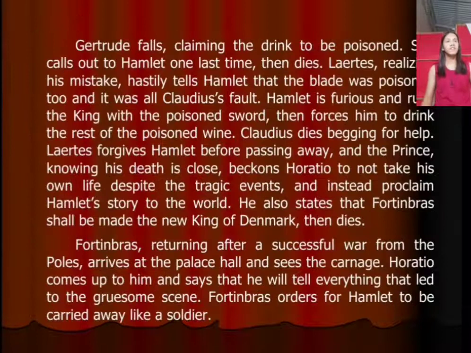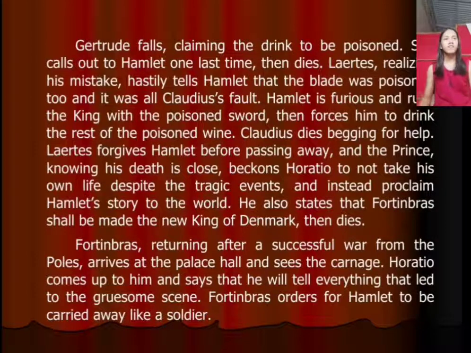Gertrude falls, claiming the drink to be poisoned. She calls out to Hamlet one last time, then dies. Laertes, realizing his mistake, hastily tells Hamlet that the blade was poisoned too, and it was all Claudius' fault. Hamlet is furious and runs the king through with a poisoned sword, then forces him to drink the rest of the poisoned wine. Claudius dies begging for help.